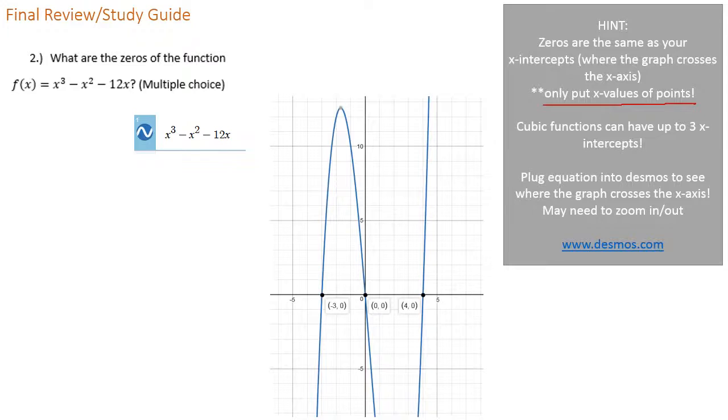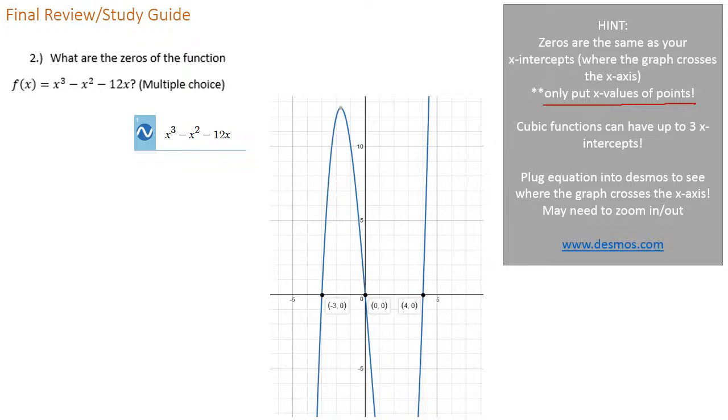So what you can do here is plug your equation into Desmos to see where the graph crosses the x-axis. You might need to zoom in or out just to get a clearer view of where it crosses the x-axis. But that's what we did here. We took our function x cubed minus x squared minus 12x, plugged it into Desmos.com, and this is the graph that we get. So we have 3 points where it crosses the x-axis, and all we care about are those x values.